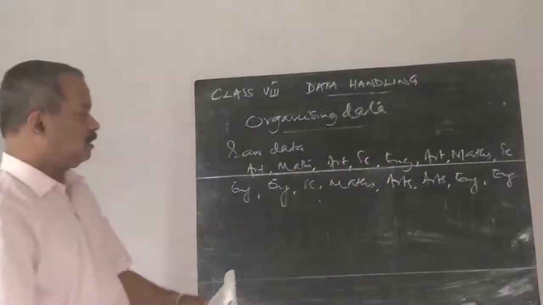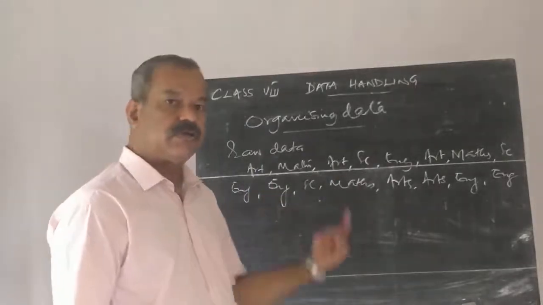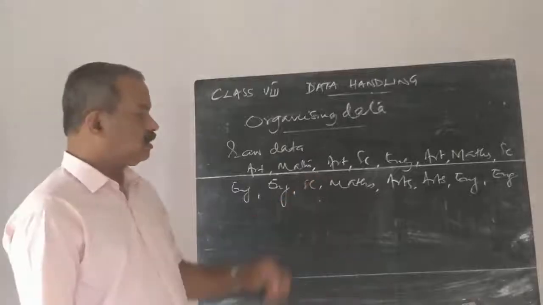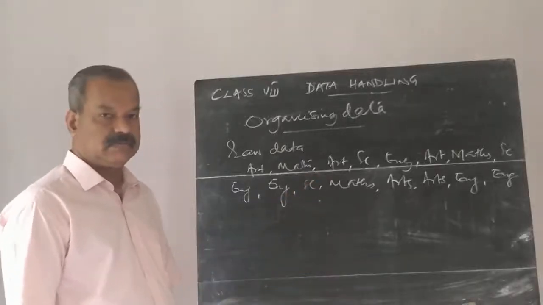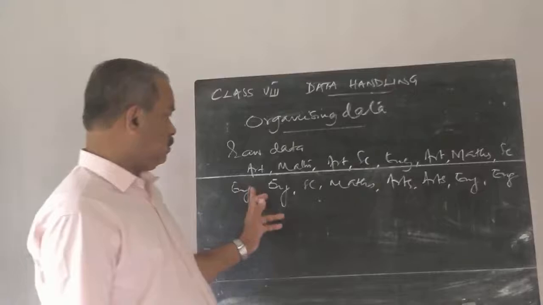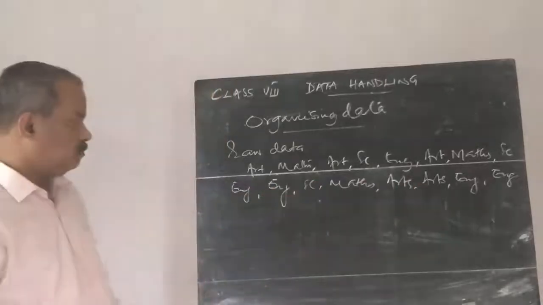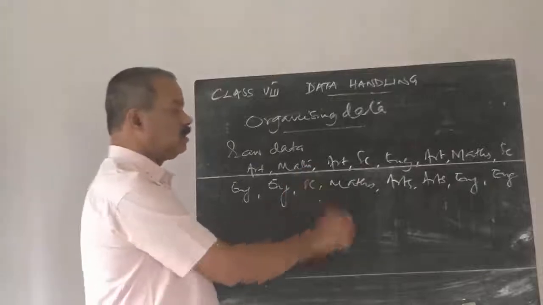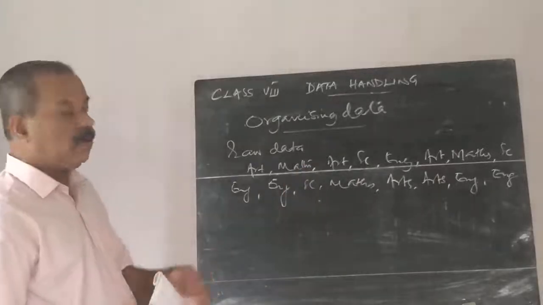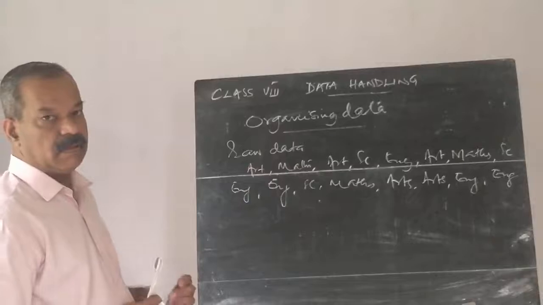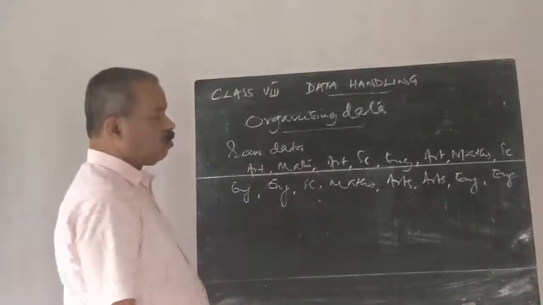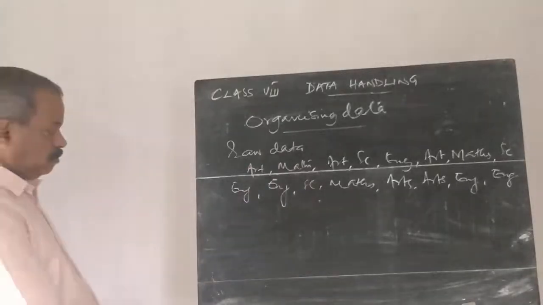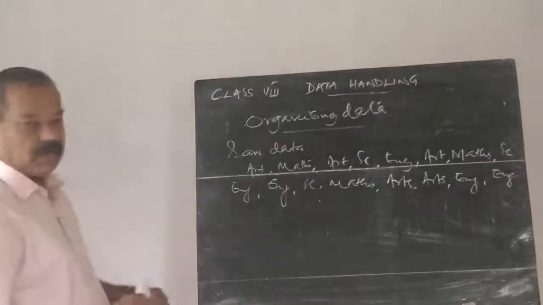Suppose this is the data we collected. It's not in numerical form, but certain statements. This is also data. This data is raw data because it is in the ungrouped form. How can we group this? How can we make this into grouped data? To make this into grouped data, we can do this.